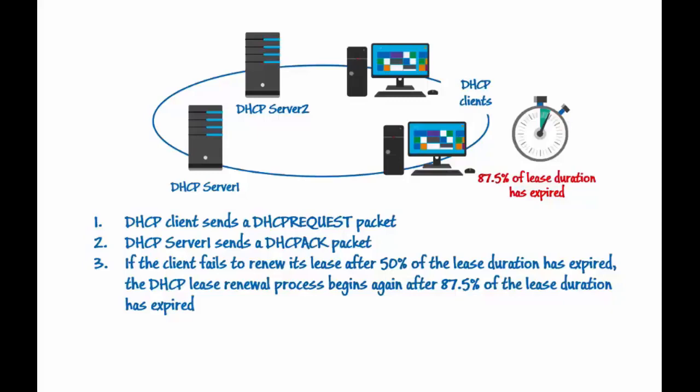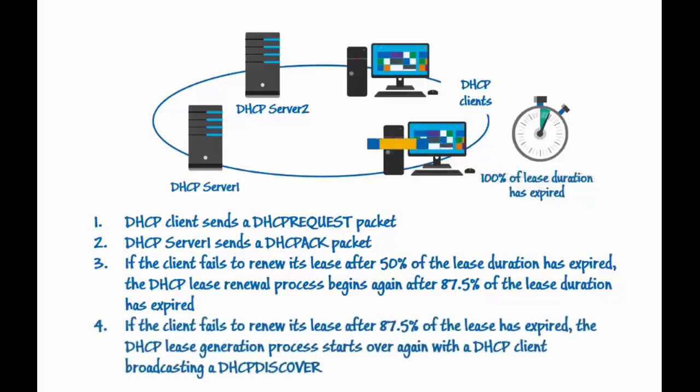If the client fails to obtain a renewal, in other words, if 100% of the lease time has expired, it attempts to obtain an IP configuration from any DHCP server. If the default gateway doesn't respond, the client assumes it's on a new subnet and enters the discovery phase. The DHCP lease generation process simply begins over again, with the DHCP client broadcasting a DHCP discover.